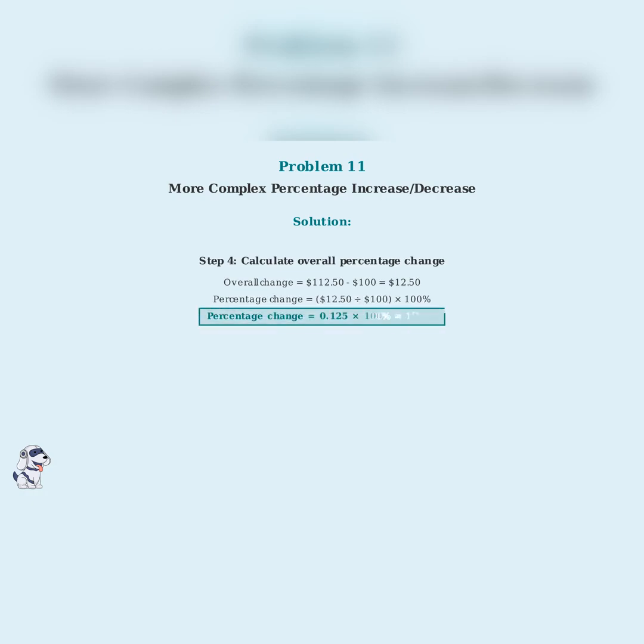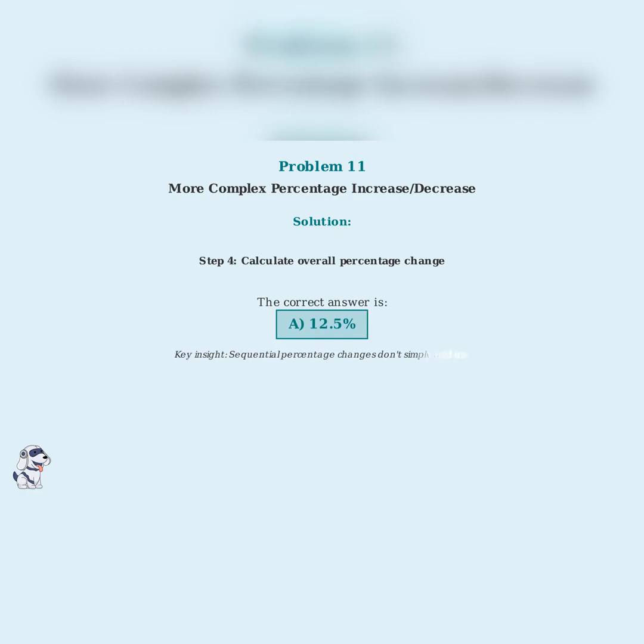Now we calculate the overall percentage change. The total change is 112.50 minus 100, which equals $12.50. To find the percentage change, we divide 12.50 by the original price of 100 and multiply by 100%. The overall percentage change is 12.5%. Looking at our multiple choice options, this corresponds to option A. The correct answer is A, 12.5%.